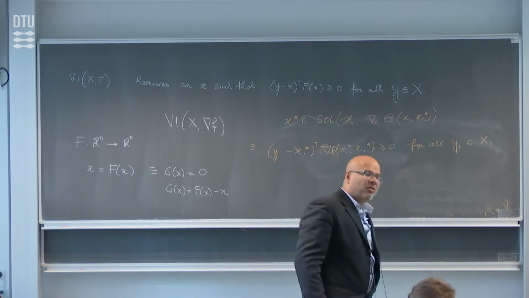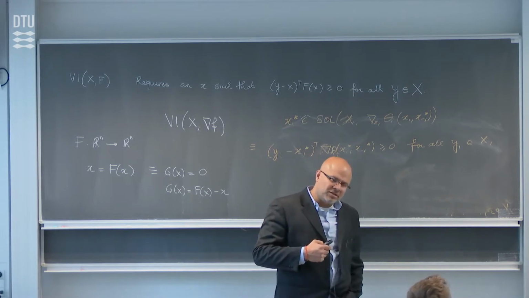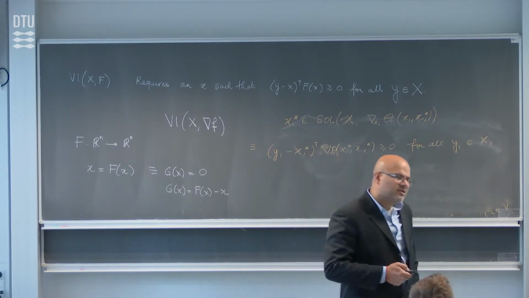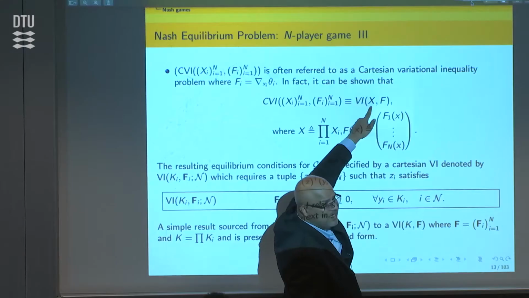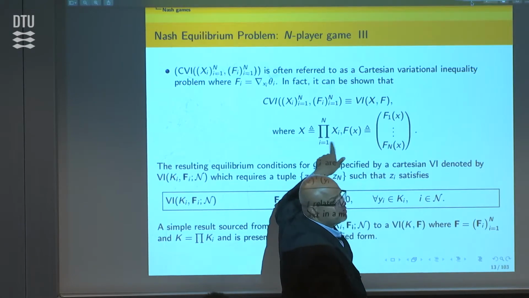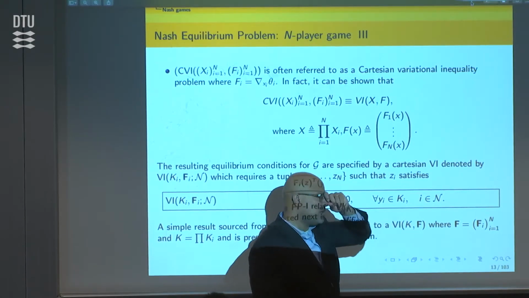So whenever you have a problem like this where you have n variational inequalities, that problem is often referred to as a Cartesian variational inequality problem. Why is it called a Cartesian variational inequality problem? Because you can reduce it to a variational inequality problem like this with a single x, where the x is a Cartesian product. Okay, it's a Cartesian product.